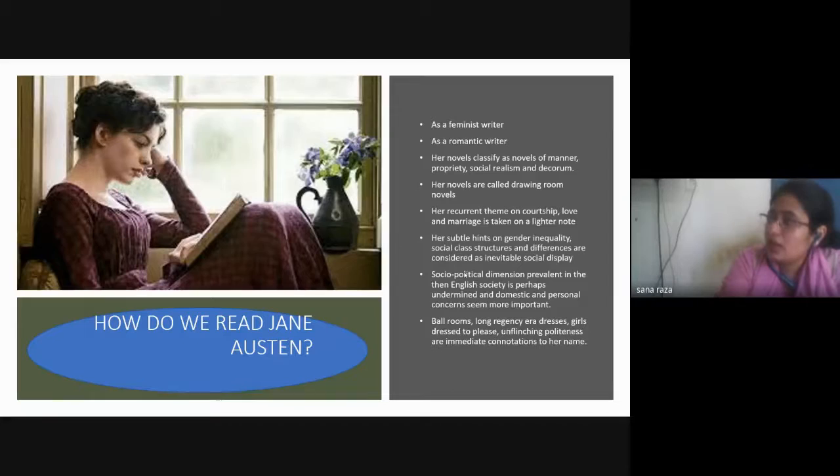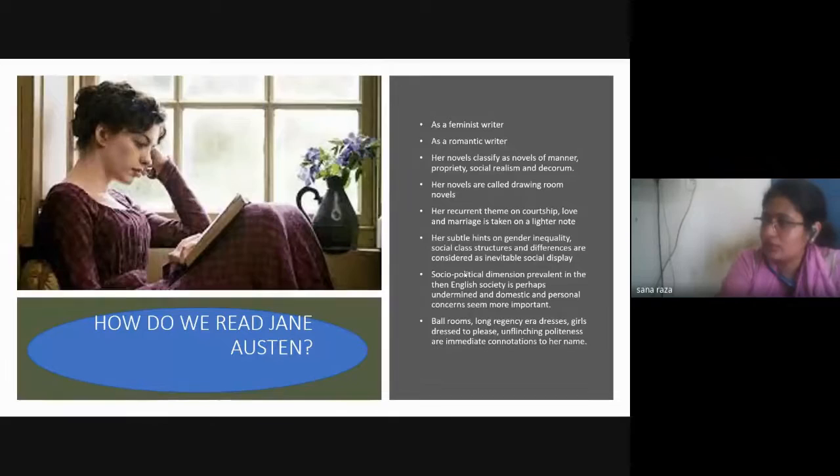Her subtle hints on gender inequality, social class structures, and differences are considered as inevitable social display. The socio-political dimension prevalent in the then English society is perhaps undermined, and domestic and personal concerns seem more important. People say that Jane Austen wrote very light and small plots with minimal exposure, but we have several novels where she has made a hint towards slavery or the fall of baronage, the rise of aristocracy. So there are many political and social hints in her novels as well.